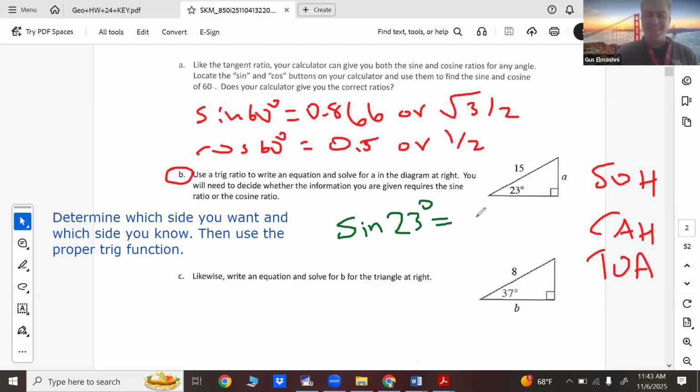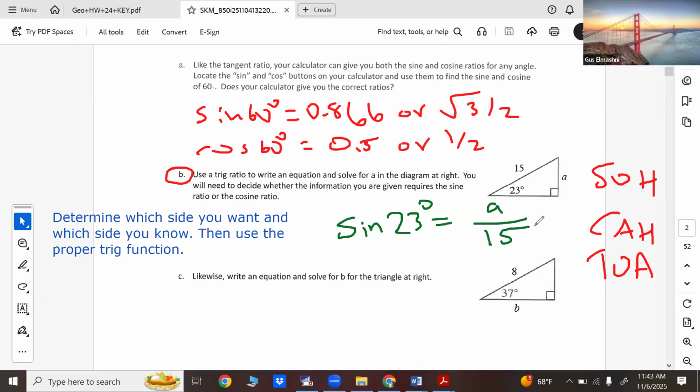So sine 23 degrees equals A over 15. That was a good one. Let's write that down. All right. So yeah, sine 23 degrees equals A over 15. Before we solve it, let's look at this one here. Okay, I want B, and I know 8, of course.